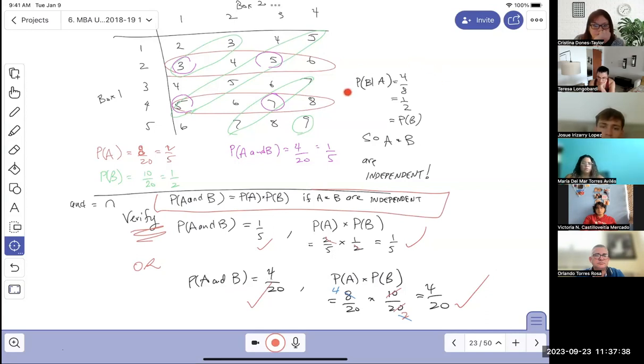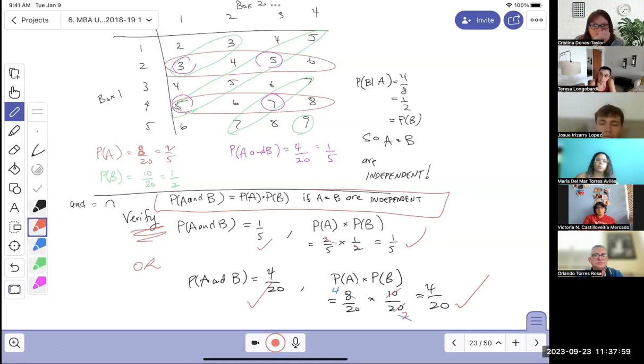I like this explanation the best because you can see it. The chance of B happening inside of A is the same as B happening in general. So the probability of B didn't change either in the subset or out. So that's why A and B are independent. And I could also do it the other way around.